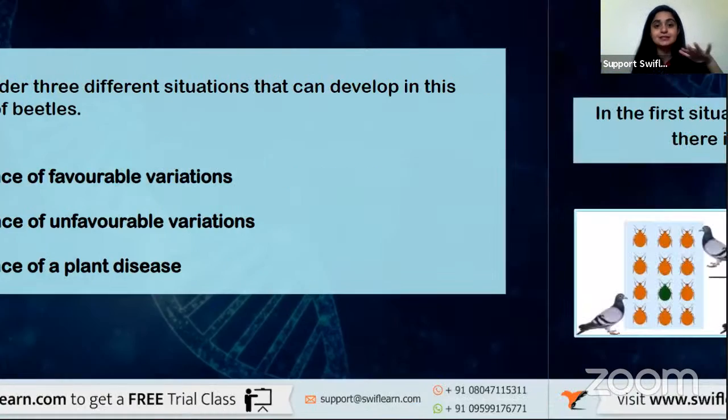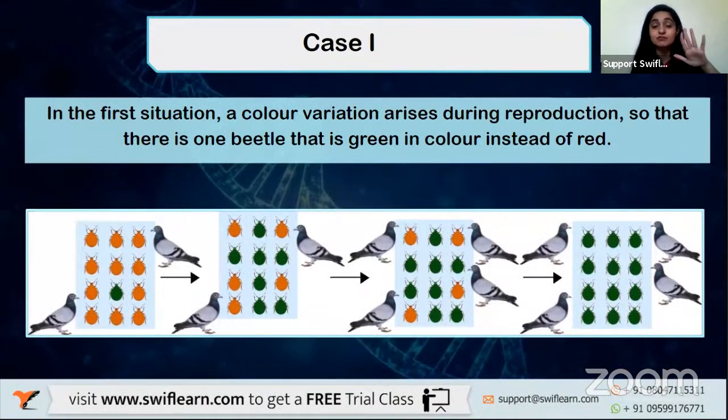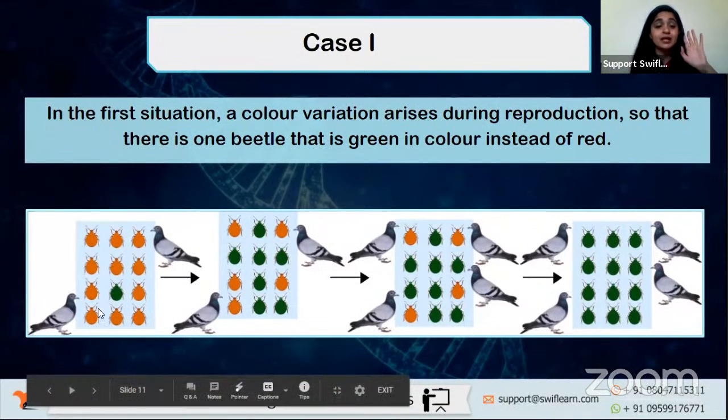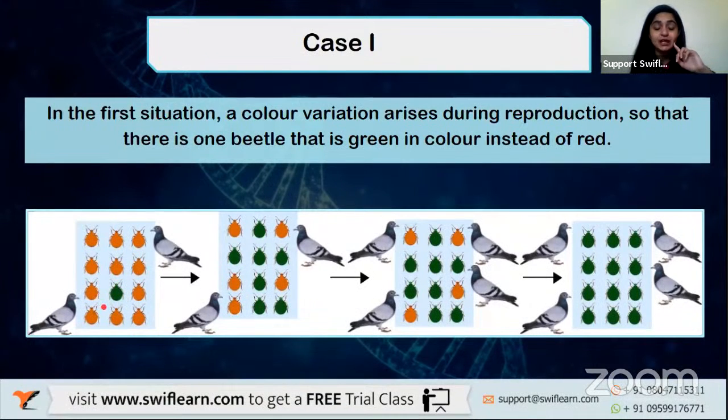Right. So let's consider these three situations. First situation, a color variation arises during reproduction, so that there is one beetle that is green in color now instead of red. Okay. So what happened now? While the beetles were reproducing, by any chance of the variation, all were red, but there was one that turned out to be green.